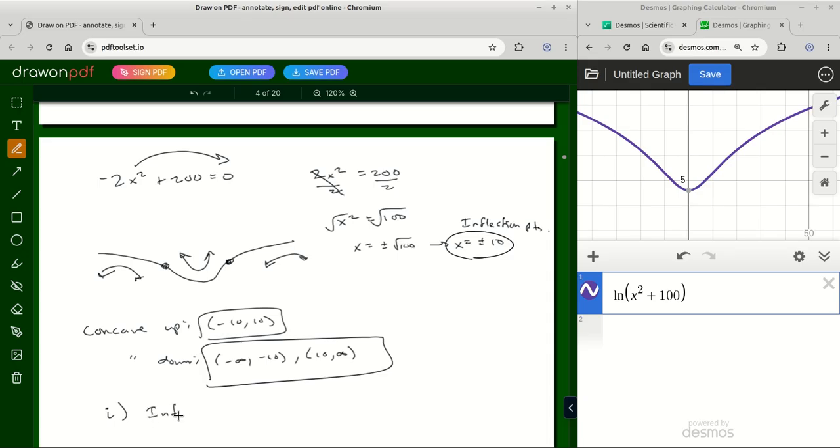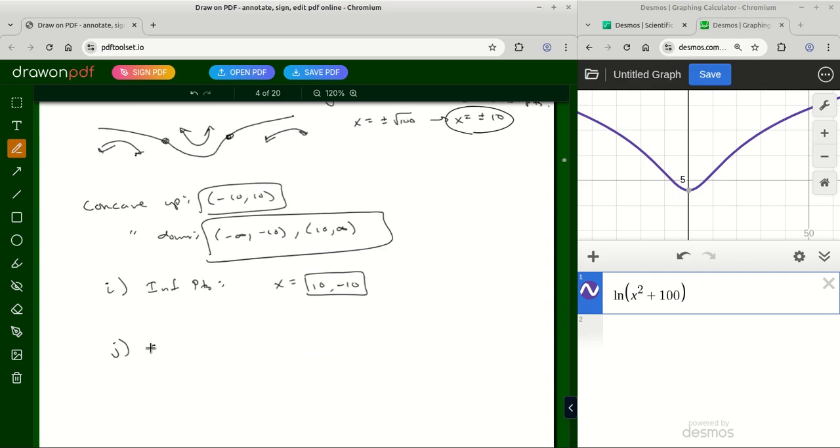Just as I expected, inflection points. You're going to do x equals, and you put in a 10 and a negative 10. Cool. So we already had that. And then finally, part J says find the graph. Good thing we already got that as well. It does keep going up forever, so this graph isn't that great. But you know what to pick now.